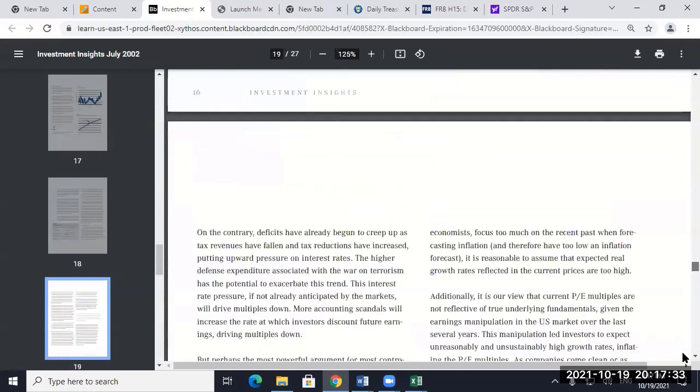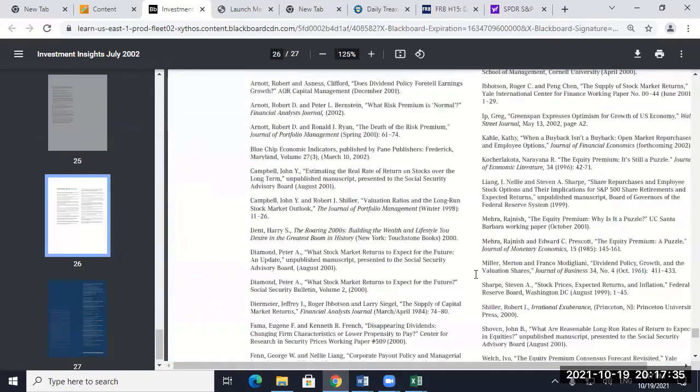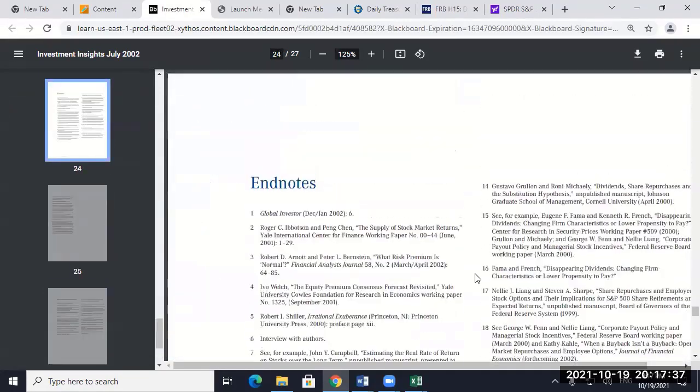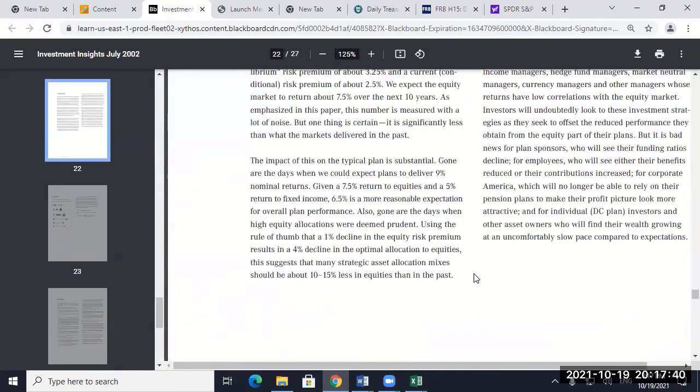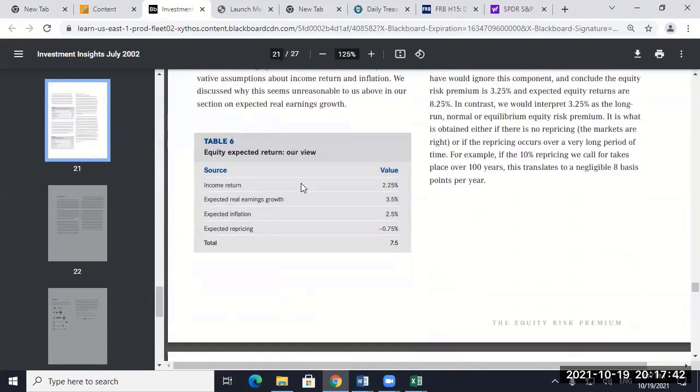But show you their final solution. So say this is their view. So income return, they have at 225. They added 75 basis points for stock buybacks. It's much higher today, so maybe you add a little bit more. They had a very low dividend yield at that time. So it was like 1.5% or even lower now. So you're probably going to get something in the 2 to 3% range for your income return.